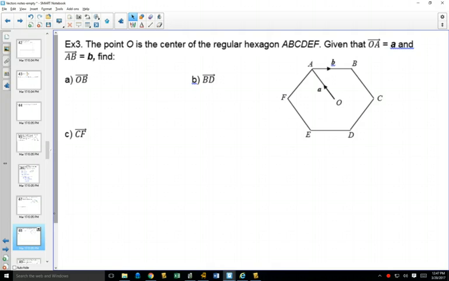It's a hexagon. So some things about a hexagon. There's a lot of parallel sides here. Can you see that each opposite side is going to be parallel in a regular hexagon? So if you needed to go from O to B, from here to here, can you see that you can get there by going a plus b?